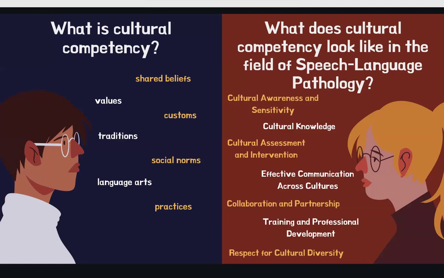Most importantly, we must have a respect for cultural diversity. We must demonstrate that we are committed to addressing cultural barriers to access and participation in therapy. We must advocate for equitable services and strive to create a welcoming and inclusive environment for all of our clients and families. Overall, cultural competency in speech pathology involves understanding and respecting the cultural diversity of clients and their families, adapting services to meet their cultural needs, and promoting effective communication and collaboration across diverse cultural groups.